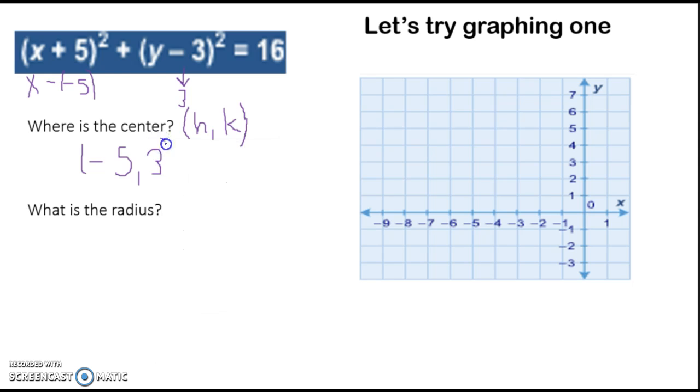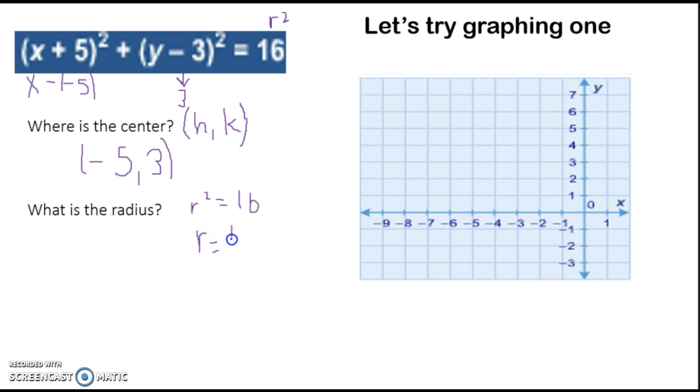And then remember, the right side of the equation is equals r squared. So what that tells me is r squared is 16. So the radius is not 16. The radius squared is 16. So if I want to find the actual radius, I take the square root of both sides, and I get r equals 4.